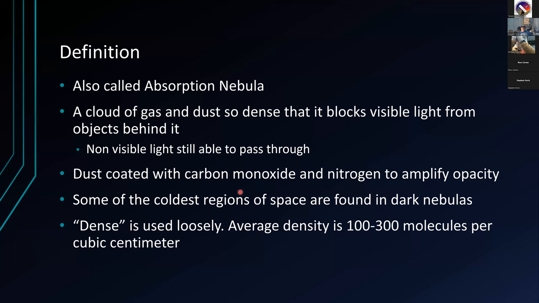Part of the reason for this is that these nebulas also tend to be rich in carbon monoxide and nitrogen, which amplifies their opacity and makes it a lot harder for light to pass through them. Also of interest is that these are used in building blocks of primitive organic molecules.